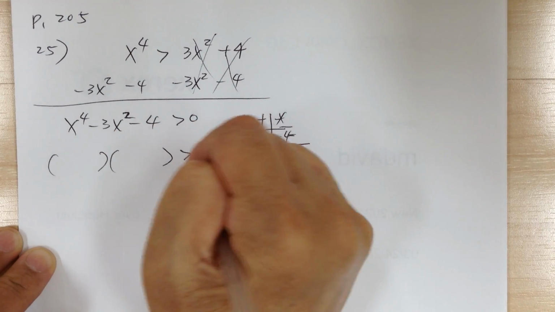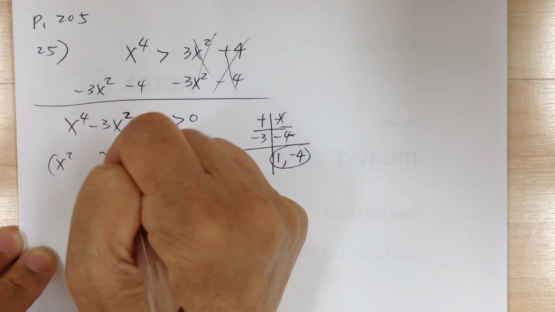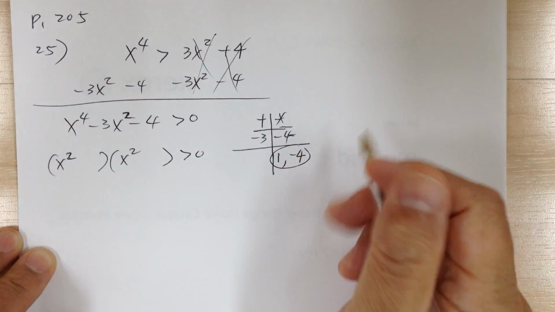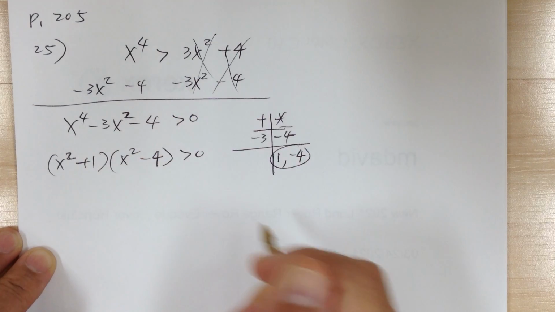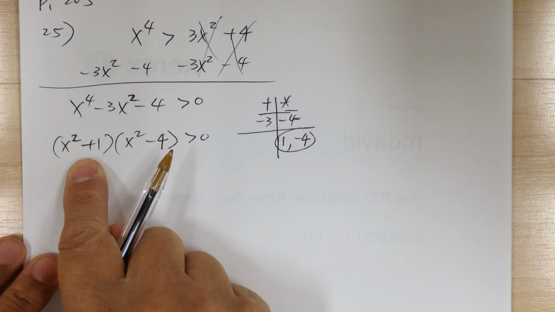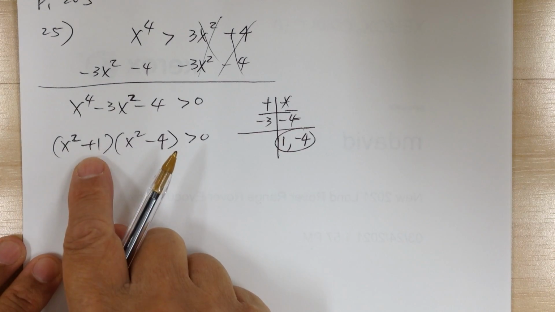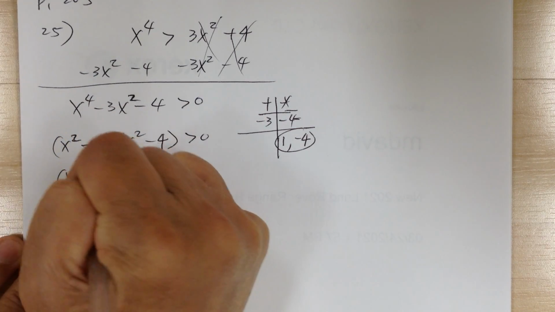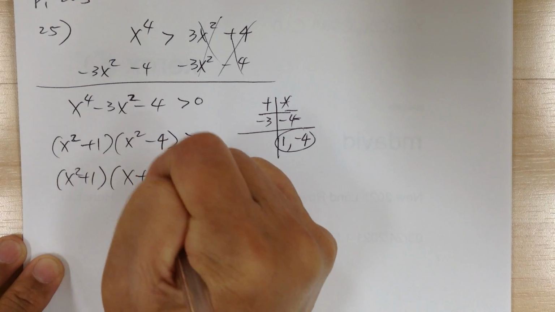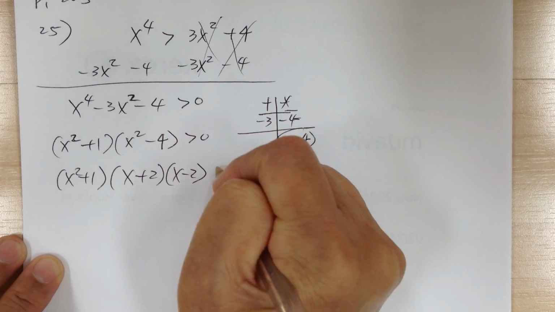So you're going to get x squared, x squared. You have to undo the first term. So from here, you're going to get plus 1, and from here, you get minus 4. Now this one cannot factor if you deal with real numbers, but this one you can factor more. So you're going to get x plus 2, x minus 2.